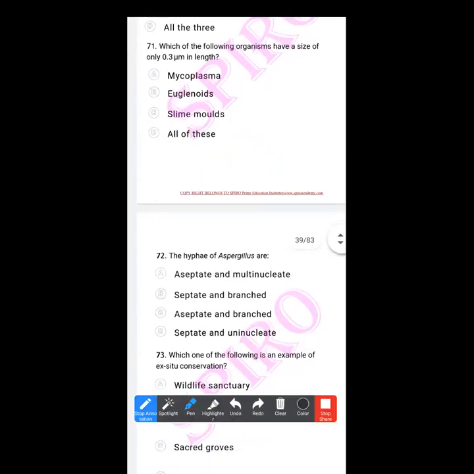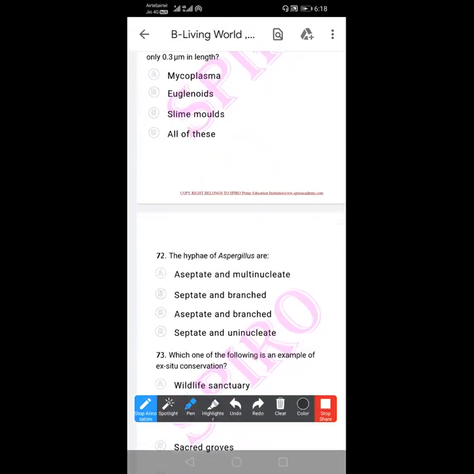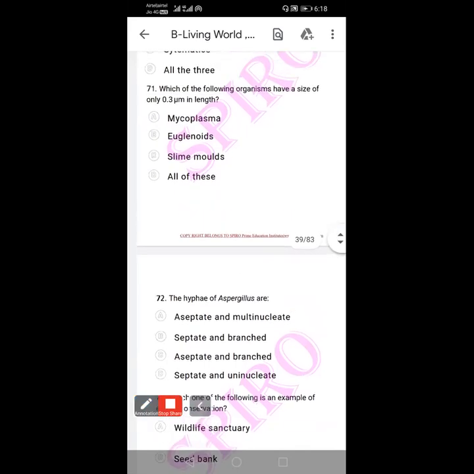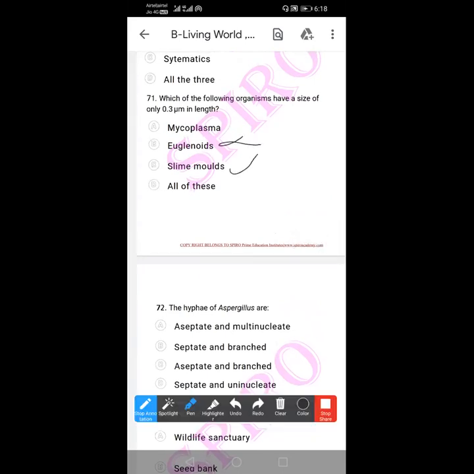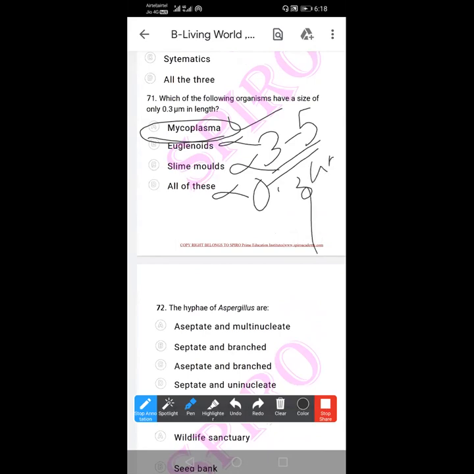Question number 71. Which of the following organisms has a size of only 0.3 micrometer in length? I think we've already seen a similar type of question. 0.3 micrometer. It is not euglenoid. It is not slime mold. So these should be incorrect. Mycoplasma is the smallest known living cell. It is 0.3 micrometer. Bacteria are going to be 3 to 5 micrometer, whereas mycoplasma is 0.3 micrometer. So the correct option is option A.